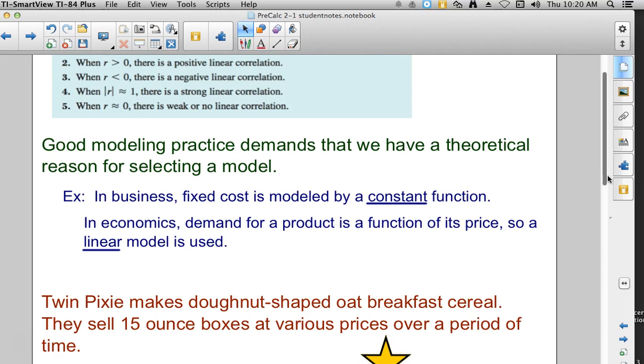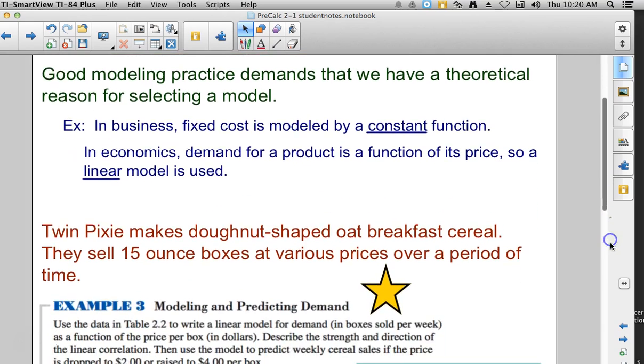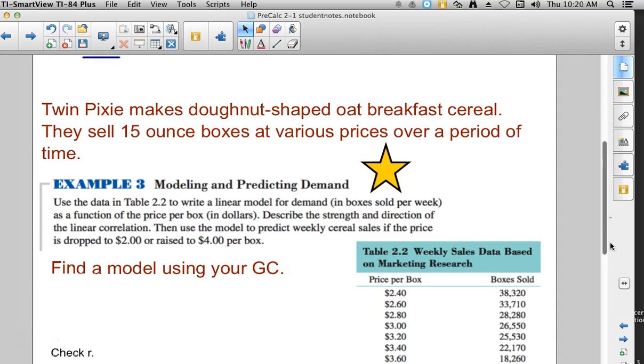And down here, we have an example from Twin Pixie. It's down south. There's a lot of Twin Pixie grocery store places. Twin Pixie makes donut-shaped oat breakfast cereal. They sell 15-ounce boxes at various prices over a period of time. That would be Cheerios ripoffs is what they're selling. And modeling and predicting demand. Use the data in table 2.2 to write a linear model for demand in boxes sold per week as a function of the price per box.